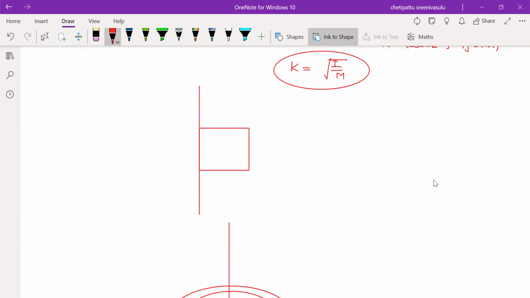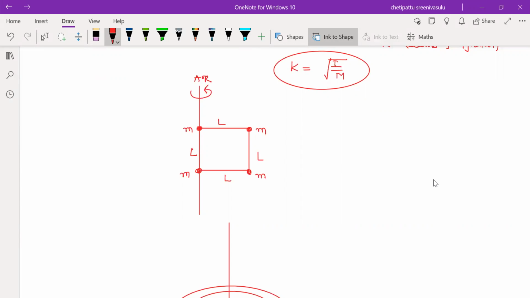Now we'll go for the first problem. Look here, this is a square. There are four equal masses, here also m, here also m, here also m. The side length of the square is L. This is the axis of rotation, and the square is rotating about this axis, as shown in the figure.